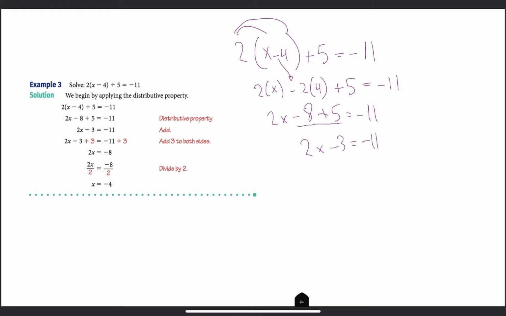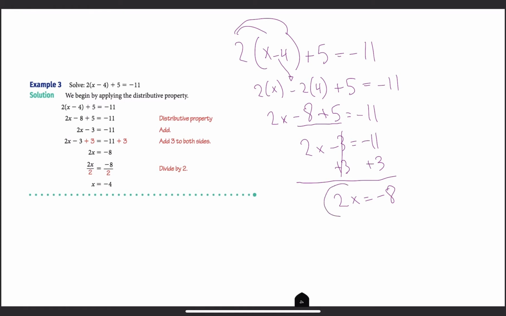Now that I've simplified as much as I can by distributing through parentheses and combining like terms wherever possible, now I can use the addition subtraction property of equality to say, I have this 2x term on the left, and I have a minus 3 with it. I want to get rid of that, so I want to add 3 to both sides. So minus 3 plus 3, that makes a 0. So all I have left on the left is 2x equals negative 11 plus 3 is negative 8.